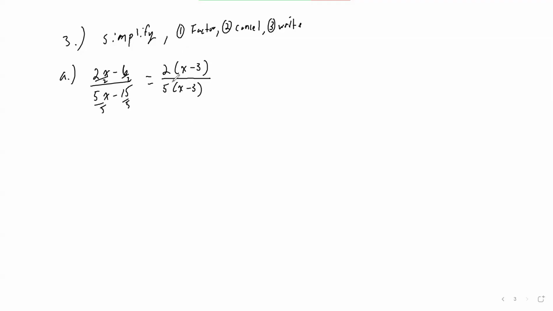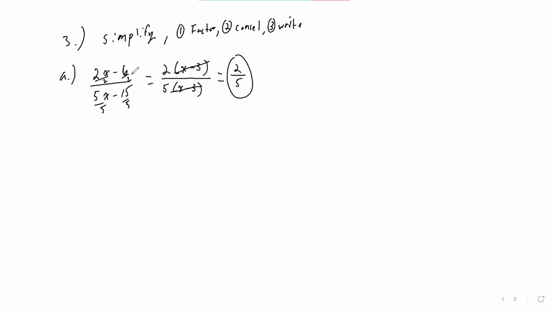I factored. 2, I'm going to cancel anything that looks the same. So I see that this x minus 3 looks like this x minus 3, so I can cancel them. And then now my last step, I'm going to write what's left. I have a 2 left on top and a 5 left on bottom. So that would be your answer.